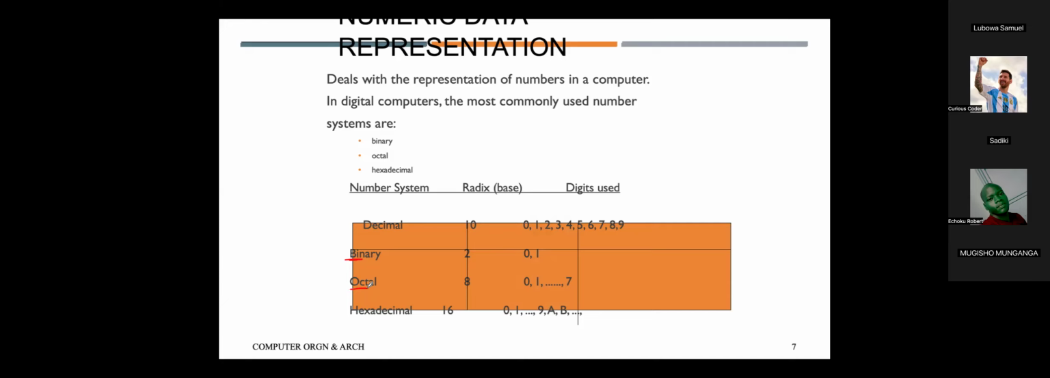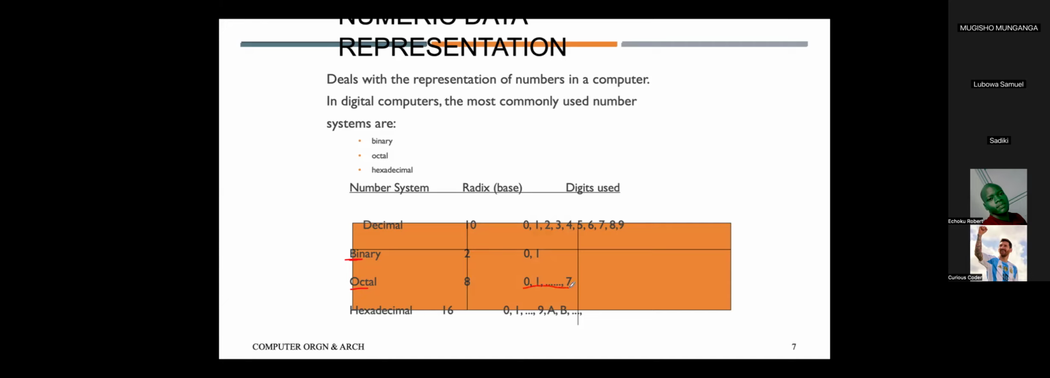Then when we talk about the octal system, this is like the octagon, which is a polygon with eight sides. So our octal number system is a base 8 system. You calculate from 0 to 7, meaning those are eight numbers. So it is base 8, the way we have seen binary as base 2 and decimal as base 10.